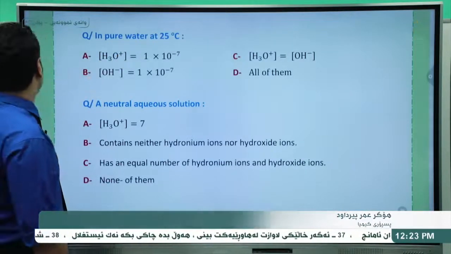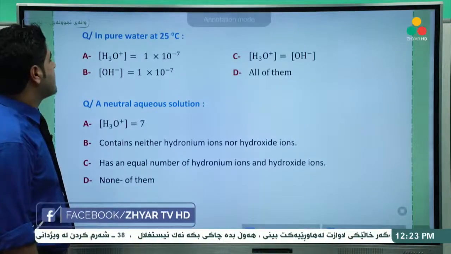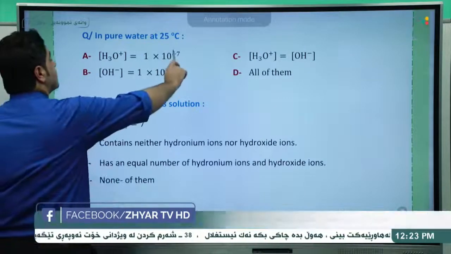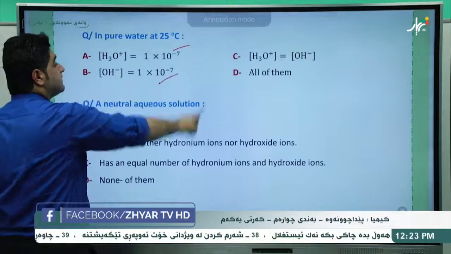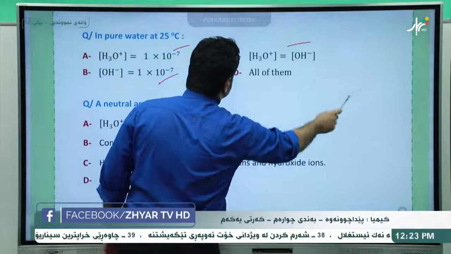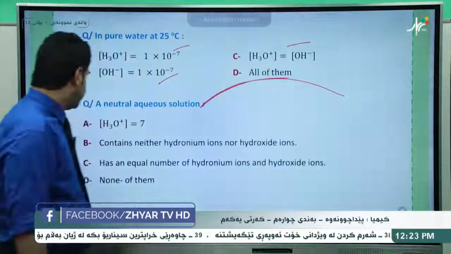Impure water at 25 Celsius degree. We have this number. We have this number also. So they are equal to each other. All of them is correct.